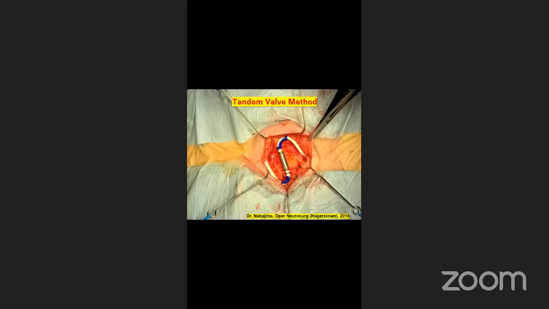And we recommend the additional tandem valve method when the overdrainage is not reduced despite the highest setting. This is an intraoperative picture of the tandem valve method. A skin incision is made in the flank. The abdominal catheter is transected once, and an additional valve is connected in tandem. The gravity valve is placed vertically to the catheter.